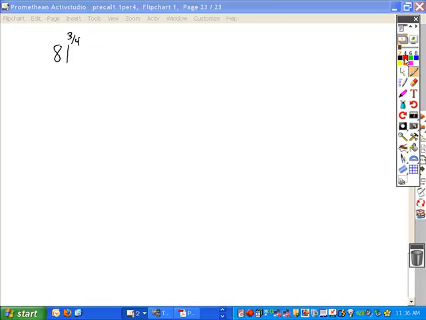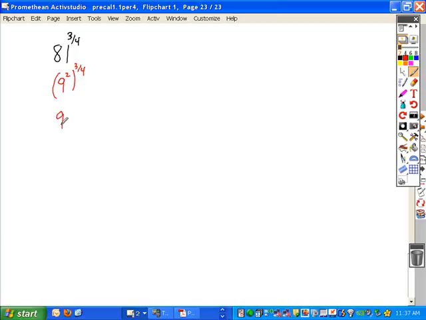So 81 you should recognize as what? 9 squared. So if you take this and go 9 squared to the power of 3/4, this will simplify what you have to do. So now, using properties of exponents, you have 9 squared to the 3/4 power. What do you do when you take a power to a power? You multiply. So 2 times 3/4, the 2 and the 4 cancel, leaving 9 to the 3/2, correct?